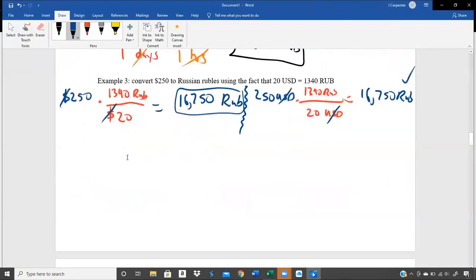Okay, do another. Convert 120 pounds to kilograms. The fact that 2.2 pounds is equivalent to 1 kilogram. Now, 2.2 pounds is 1 kilogram.